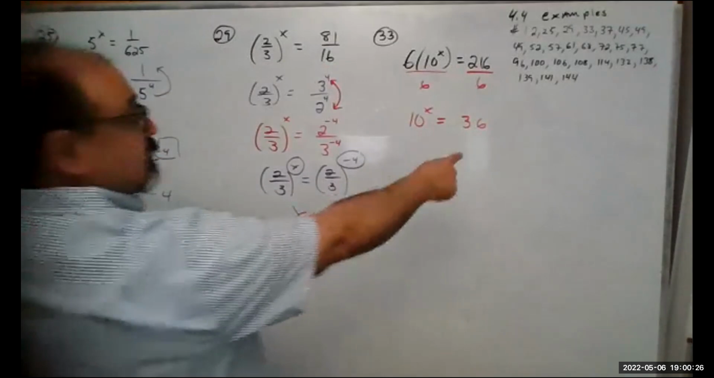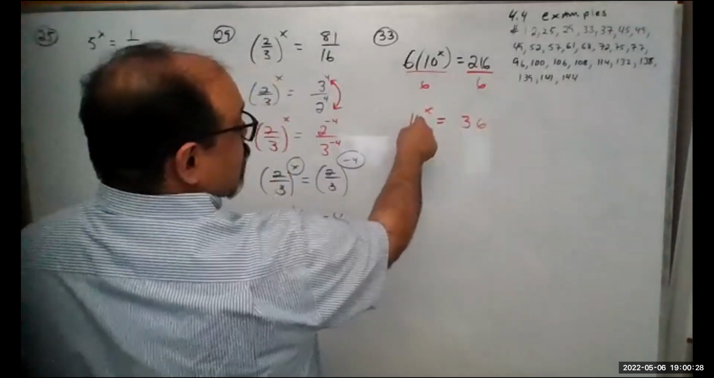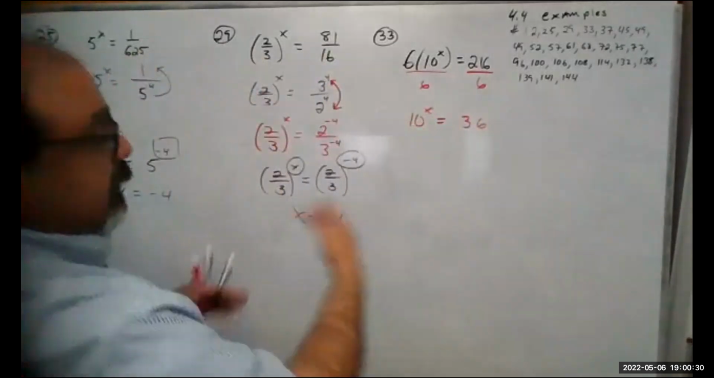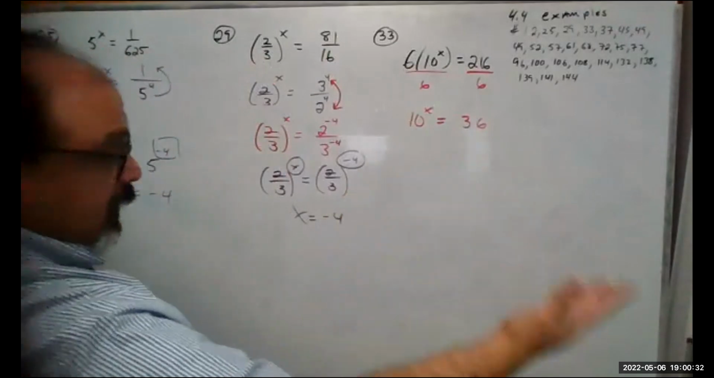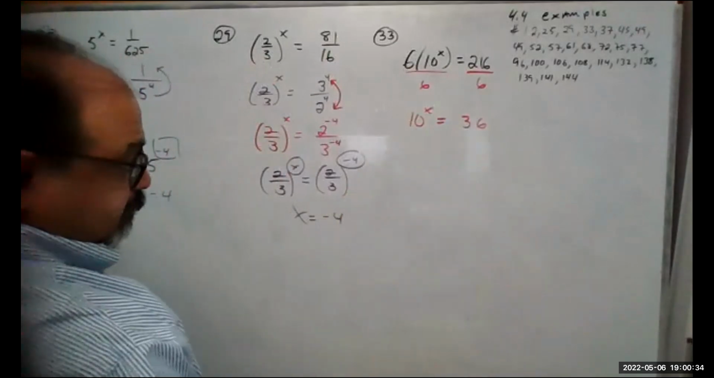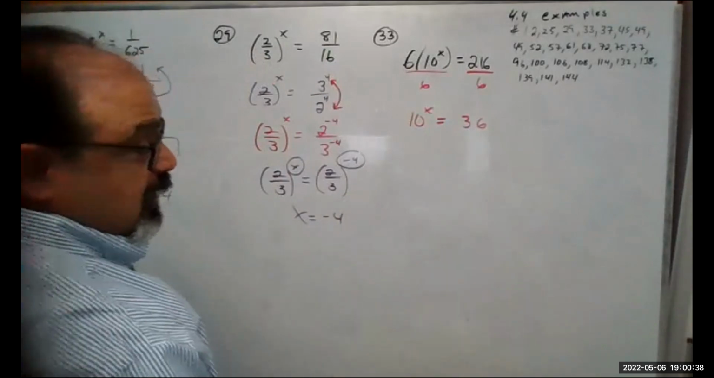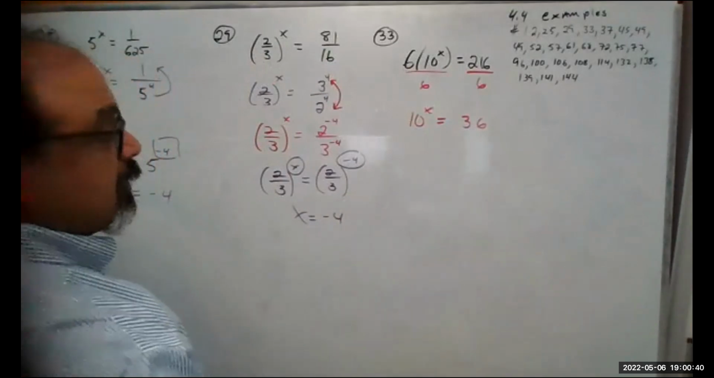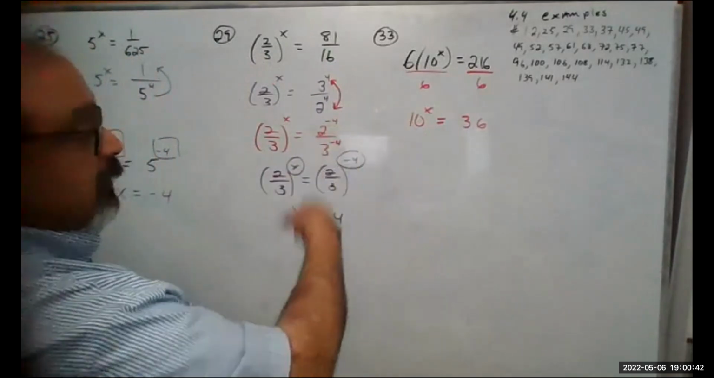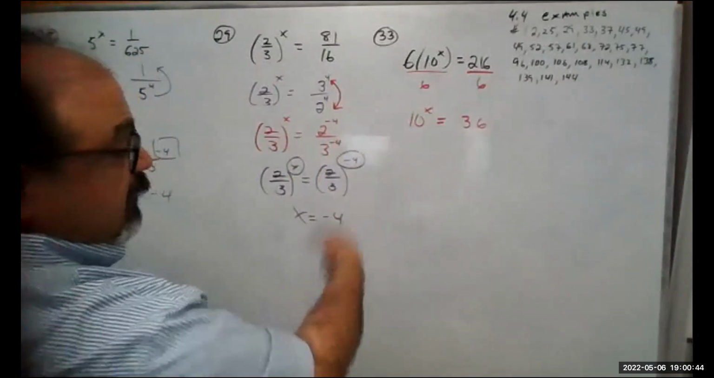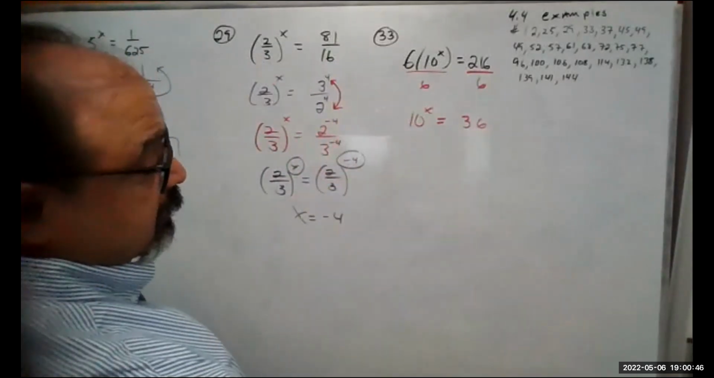Now, 36 is not a power of 10. So writing it into a one-to-one setup, where the bases are the same, is not going to happen. You can't get a base 10 on both sides. So we want to convert the exponential equation into a logarithm equation.